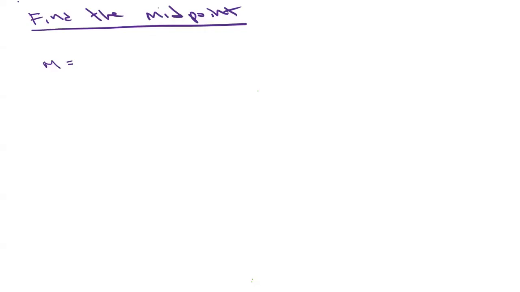Okay, so the last thing we need to cover here is the midpoint. We want to find the midpoint. So the midpoint formula is M(x, y), and it's equal to (x1 plus x2) divided by 2, and then (y1 plus y2) divided by 2. It looks complicated, but it's really simple.